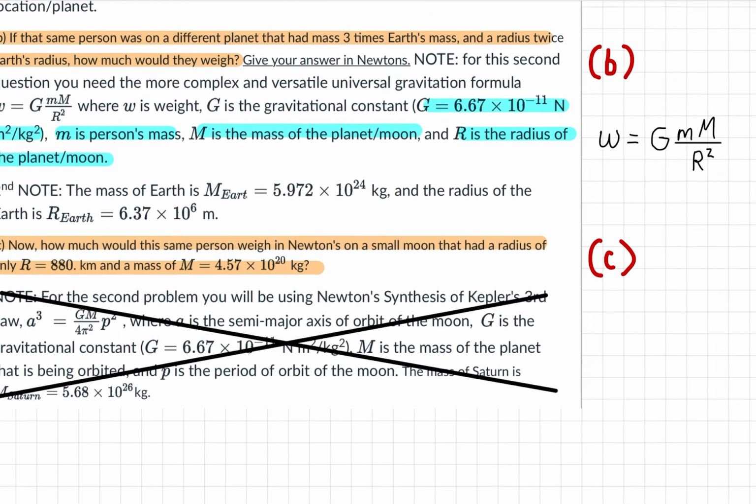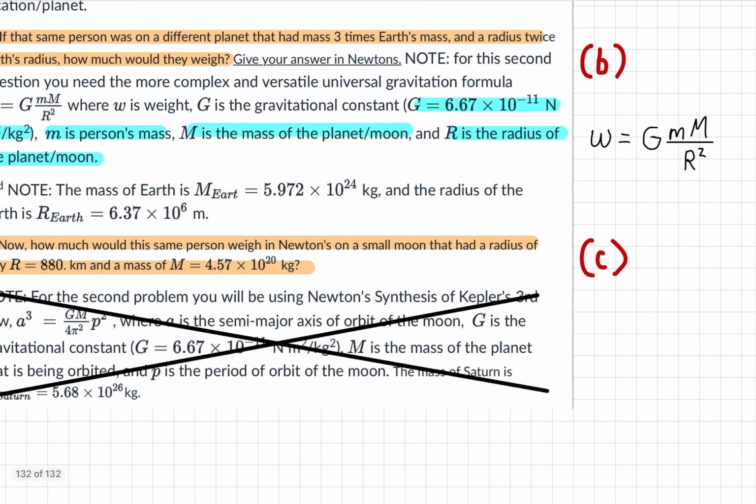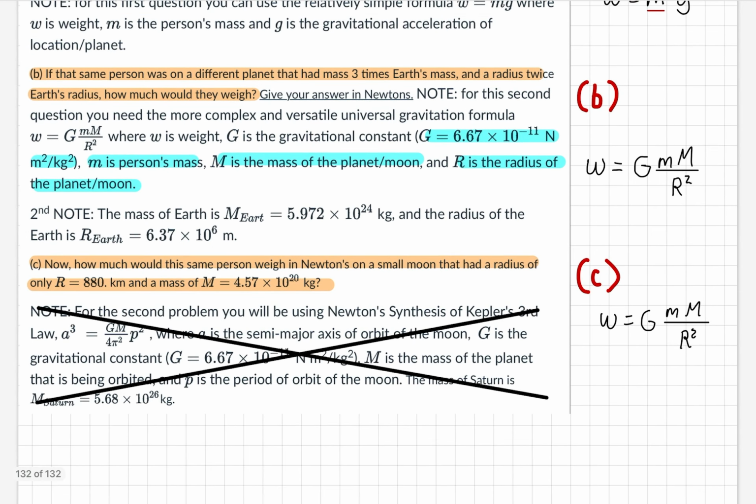All right, so for part C, we're now asked how much would the same person weigh in newtons on a small moon that has a radius, and so on. Okay, so for part C, we're actually just going to use the same formula again: big G, M, and R squared. And really no significant difference there.